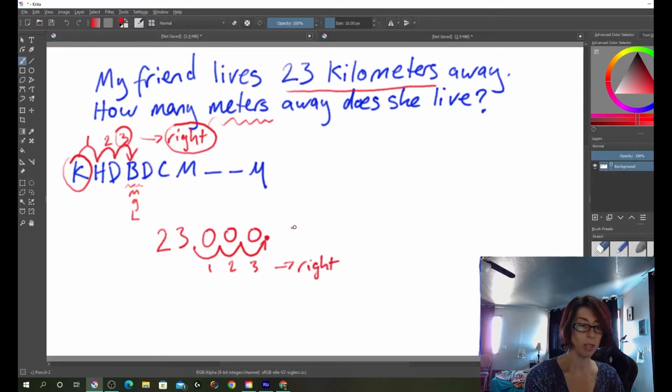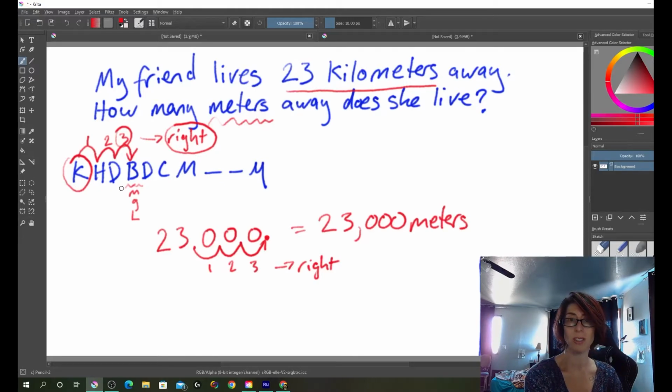So now our new number is 23,000, and that's the meters. We jumped from kilometers to meters, okay? We jumped from 23 kilometers to 23,000 meters. That means that there are 23,000 meters in 23 kilometers. And the reason is that kilometers is 3 orders of magnitude bigger than meters.